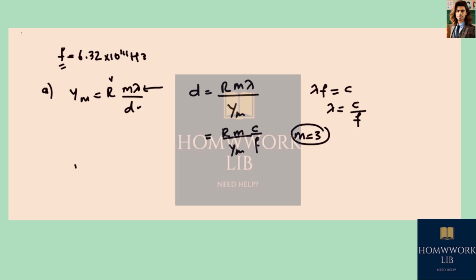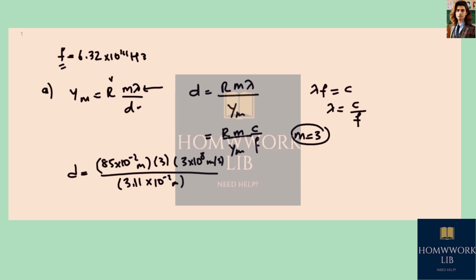When we plug in all this information, R is 85 centimeters, so let's convert that to meters. And then m is 3. c is 3 times 10 to the power 8 meters per second, divided by 3.11. It's in centimeters, though, we need to convert it to meters. And then we have the frequency, so it would be 6.32 times 10 to the power 14 hertz.